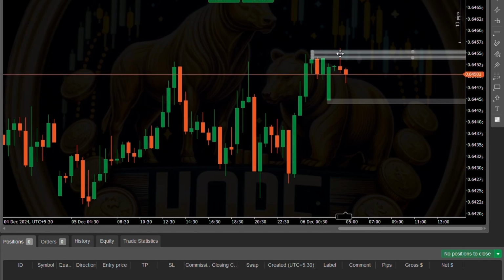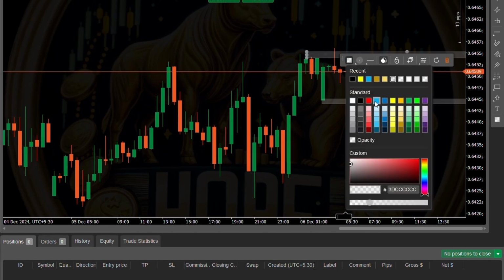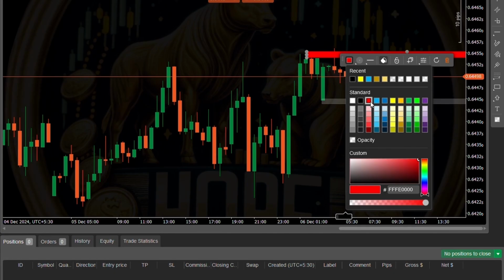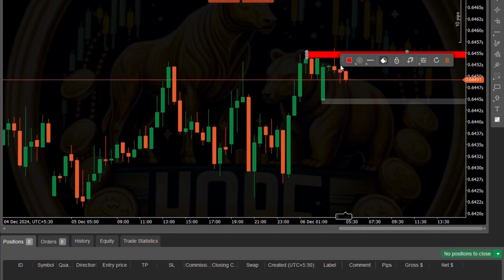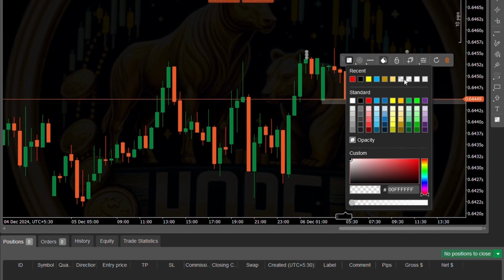So this is how we calculate lot size. Okay, let's move to the next chapter: winning rate. Knowing your winning rate is very important. If you don't know it, it's okay. It's very simple to calculate your winning rate.